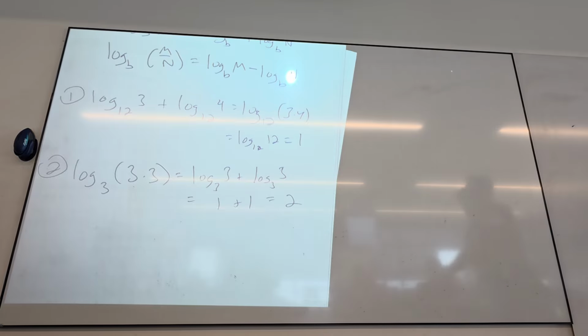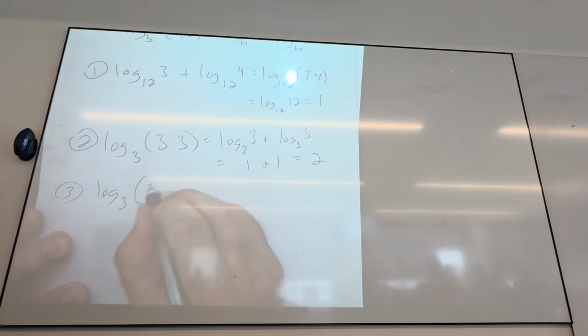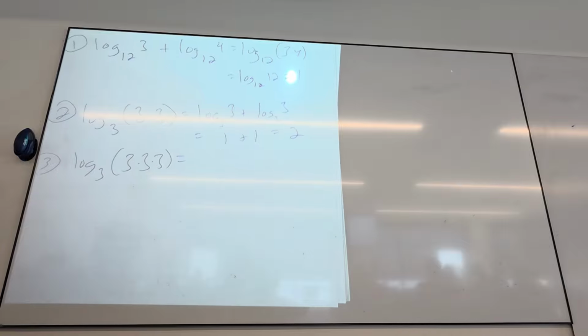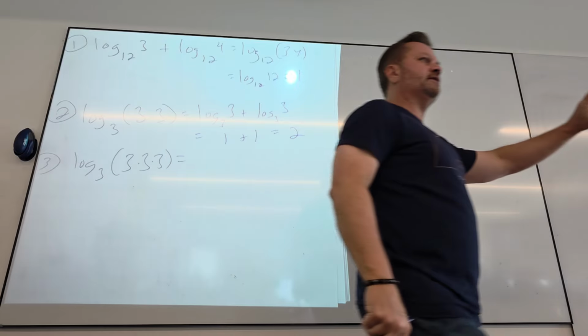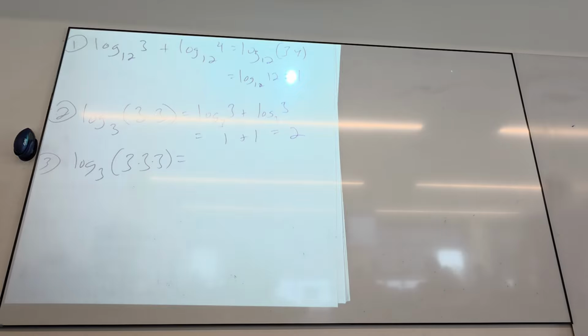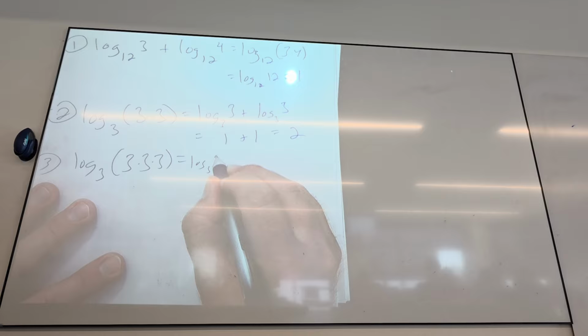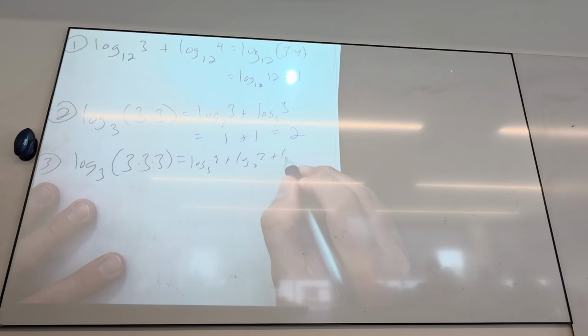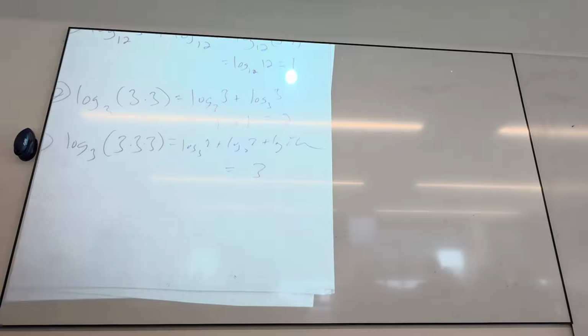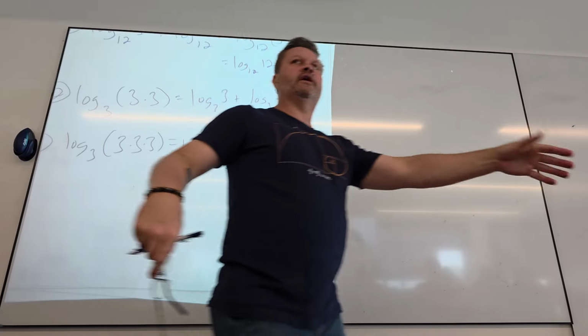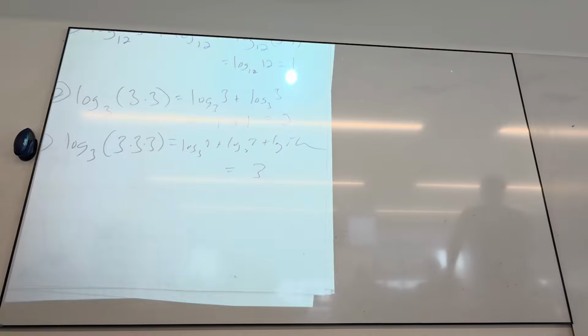Now here's my point. Does anyone know how to rewrite this? It's just a little extension on the property we already have. What do you think I would rewrite that as? Log base 3 of 3 plus log base 3 of 3 plus log base 3 of 3. Yes? And we get exactly what we know we should: 1 plus 1 plus 1 equals 3. And we know log base 3 of 27 is 3. Yes?